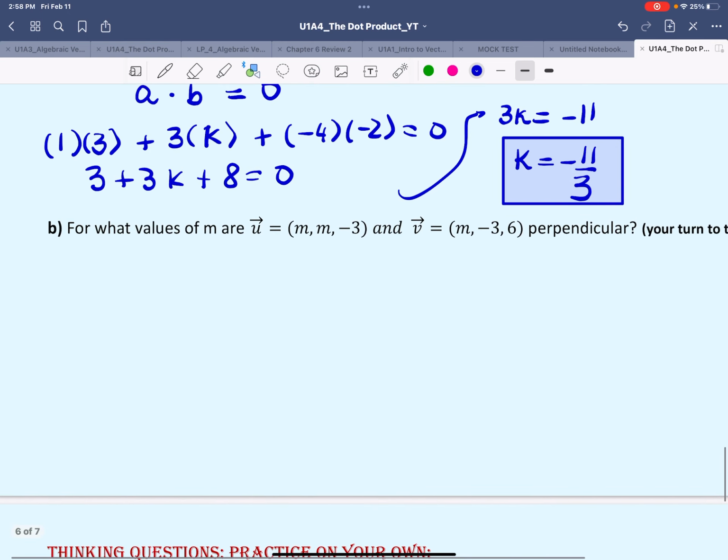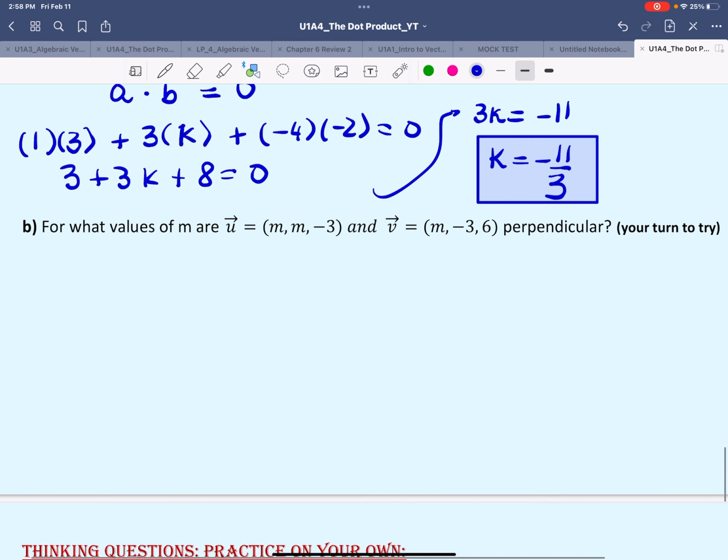Now, the next example is for you to try. It's very similar, slightly different, obviously. Again, the two vectors are perpendicular. This time we're missing the variable m, which appears in more than one spot. The idea or the concept is the same. So we're going to use, again, the dot product u dot v, which is going to be 0.